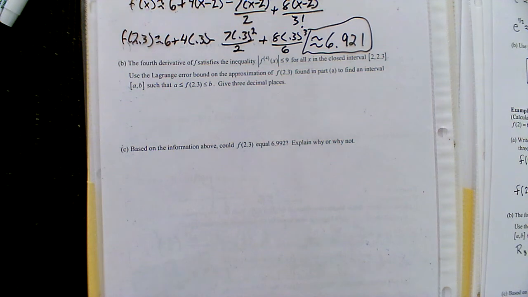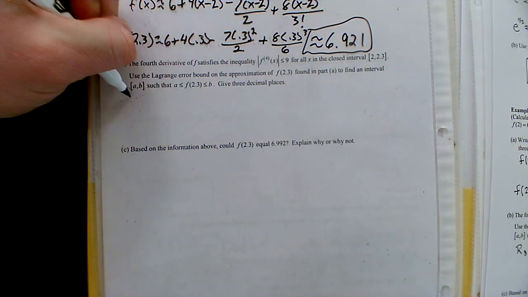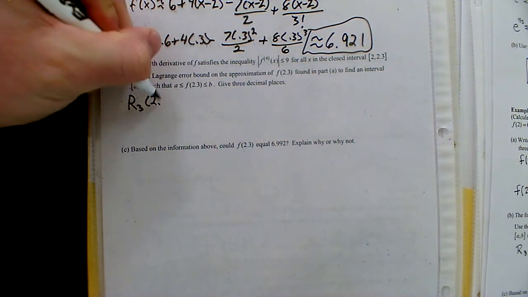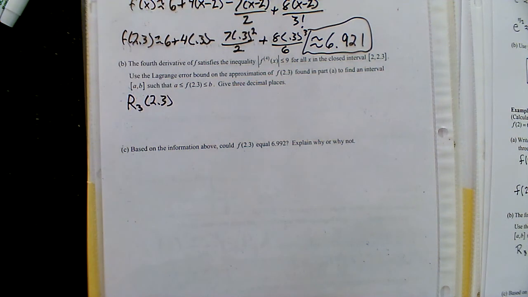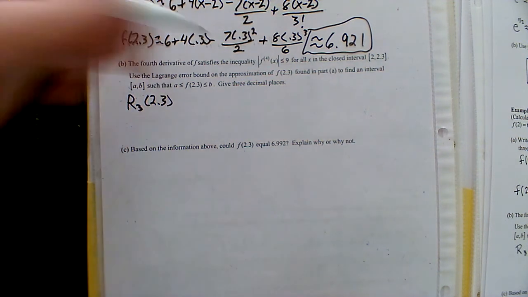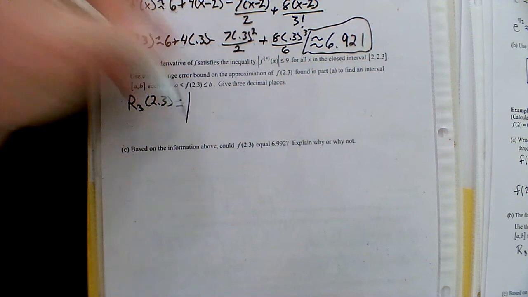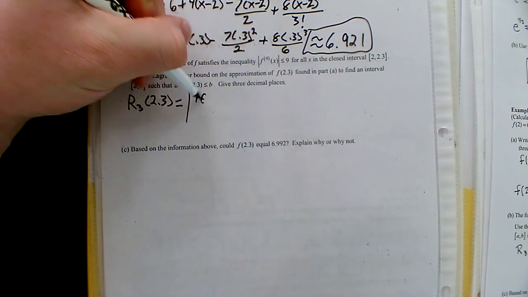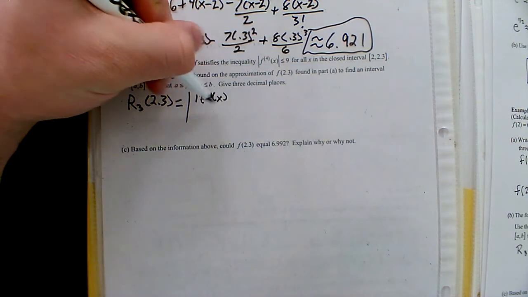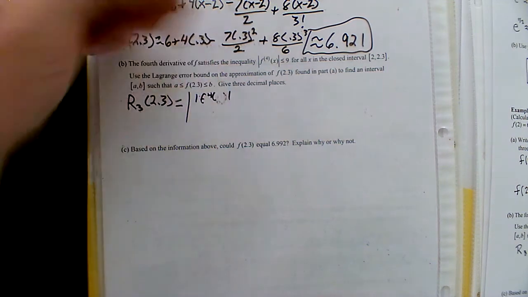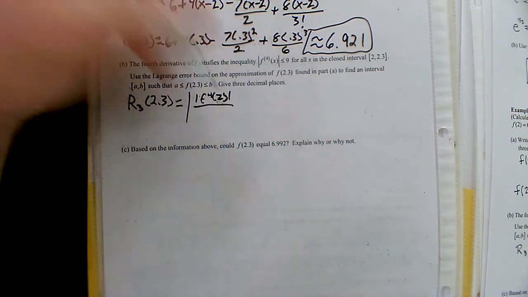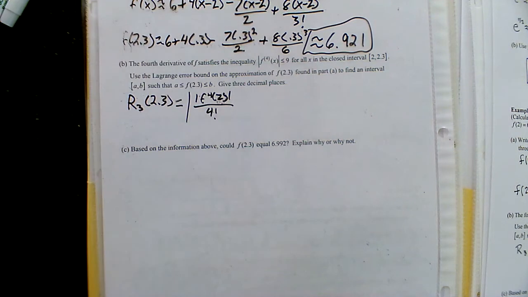Use Lagrange error bound on the approximation of f of 2.3 found in part A to find an interval of A, B such that f of 2.3 is between A and B. Give 3 decimal places. All right, so the remainder, or the error. We have R of 3, so we have to use the fourth derivative, and that's what they gave us. So f of 4 of some x or z value, some unknown z, over 4 factorial.